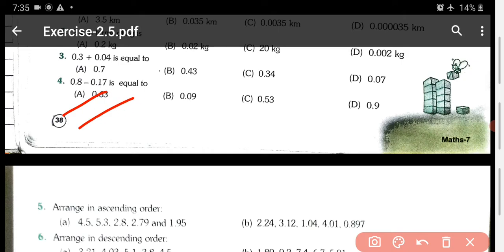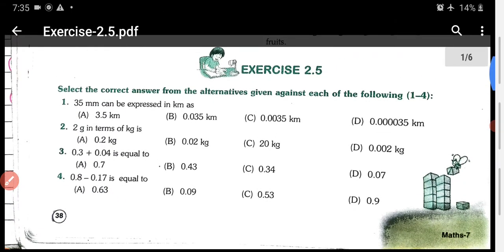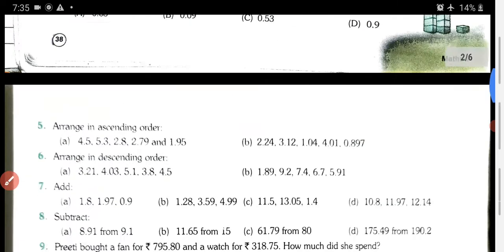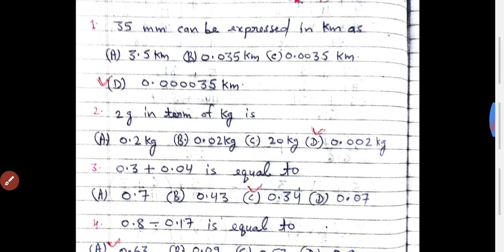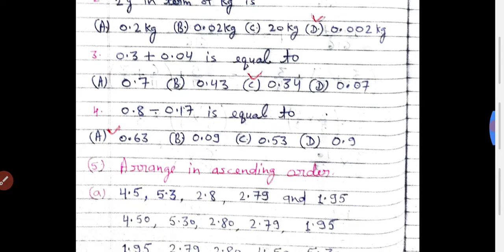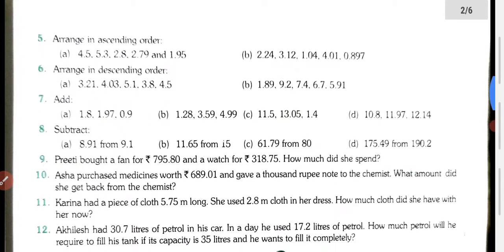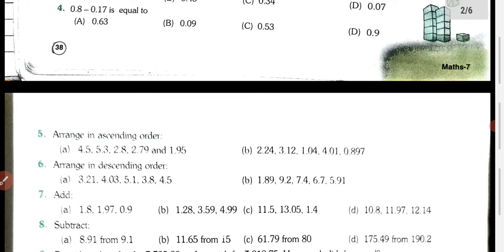Right, option number A. So you solve all the multiple choice questions. Option first answer is D. Option second answer is D. Option third answer you get 0.43 and option fourth answer is 0.63. All I solve here. So the same question you write here, first part, second part, third part and fourth part. Now come on question number fifth.